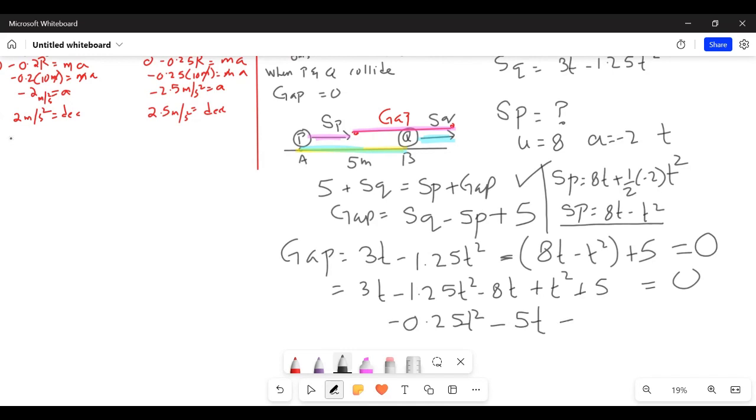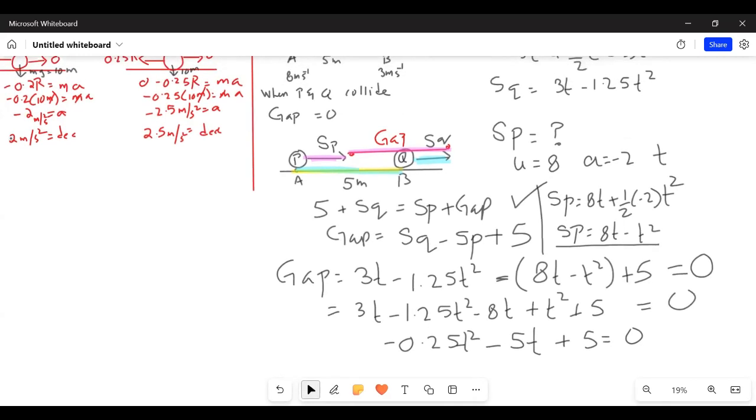मैम, 0.75 टी स्क्वायर नहीं होगा पॉजिटिव? 0.75 कहाँ से आया? ओह अच्छा, मुझे लगा 2 टी स्क्वायर, सॉरी. Okay. So ये quadratic equation बन गई है.